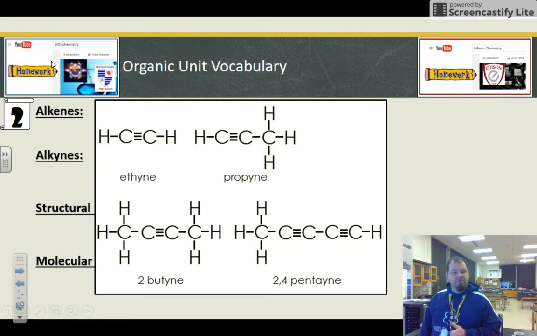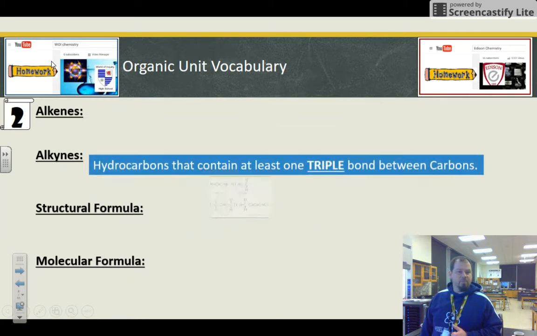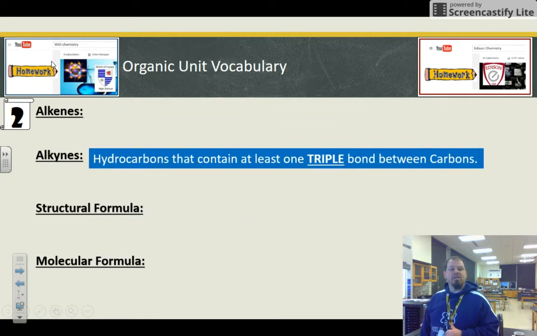And ynes, as you can see in this picture, all have triple bonds, and you can start to see that there's some numbers on there where the address tells me which carbon that triple bond resides. Okay, these are hydrocarbons that contain at least one triple bond between their carbons.